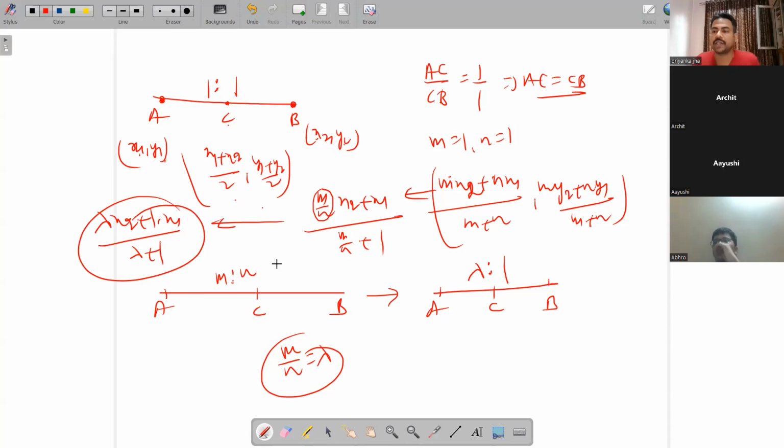You can just reduce the variables. So going forward, we'll use this concept. C is a point which will divide line AB in lambda is to 1 ratio, right? Note it now.